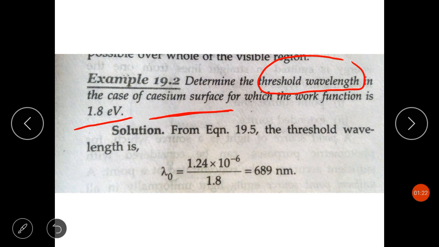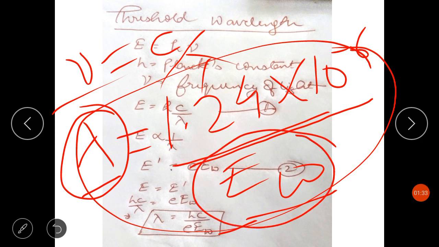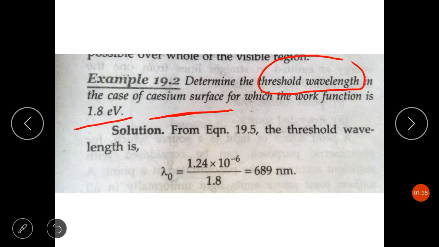So the formula, as we know, is lambda naught equal to 1.24 into 10 to the power 6 divided by EW. We have the value of EW in the question, 1.8 electron volt, so we put it in the formula and we get the threshold wavelength to be equal to 689 nanometer. You are supposed to practice more questions on this formula.